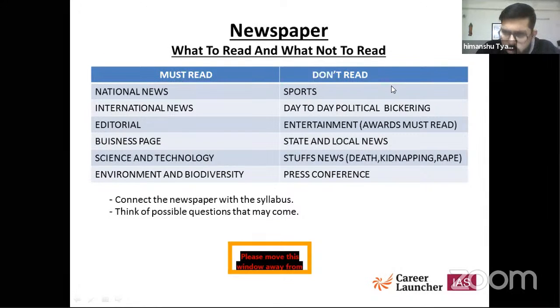Any editorial from Hindu or Indian Express, you must read. Business page, economics page, you must read. Science and tech and environment, ecology, biodiversity articles, you must read. Anything related to sports and entertainment, other than a national award, you should ignore.